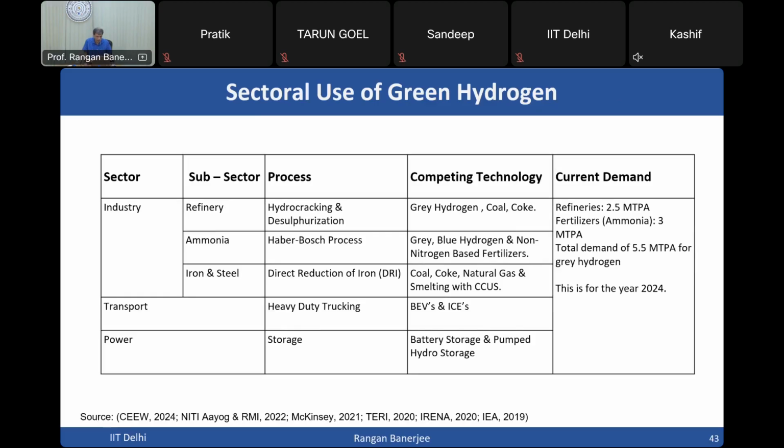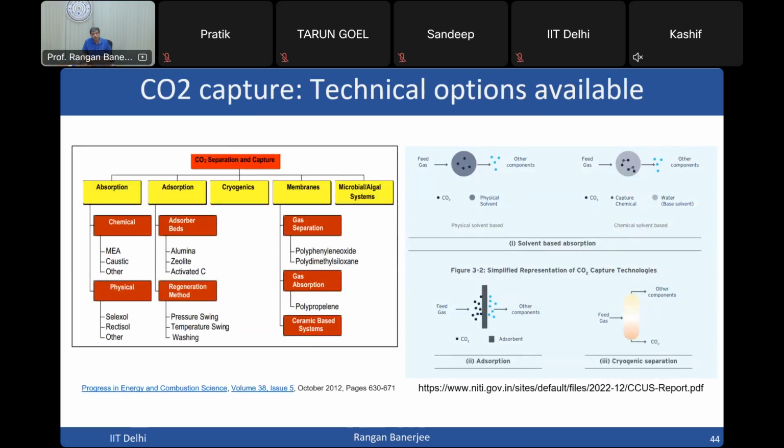We talked about green hydrogen, typically for refinery, ammonia, iron and steel, some possibilities in heavy duty trucking, and maybe in power, in the storage options. The other option that we've not discussed too much in the course, but is something which is possible, currently looks a little bit more costly than the renewables, is carbon capture and storage. And mostly currently it's a methylamine, MEA, kind of method, which is using chemical absorption. And there are other methods, membranes, cryogenic, adsorption, and a whole host of technically many things are possible.